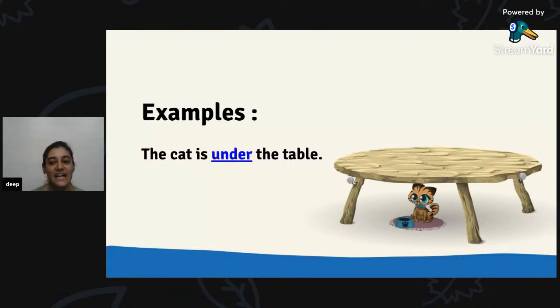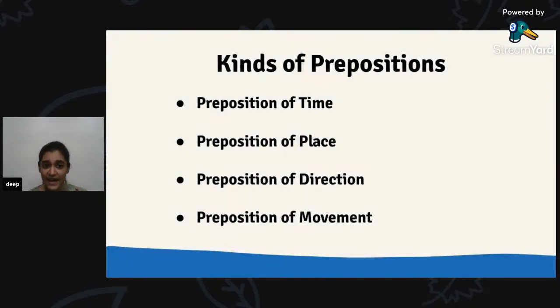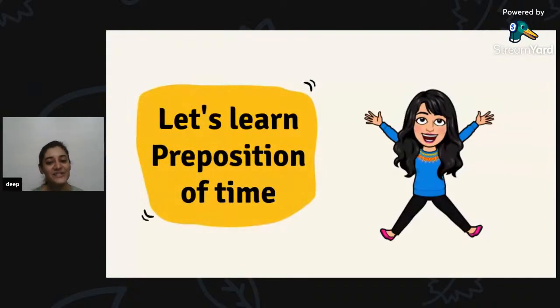Great. Very well done. But do you know that there are various types of prepositions? There are four different kinds of prepositions: preposition of time, preposition of place, preposition of direction, preposition of movement. So today we are going to learn the first two kinds, preposition of time and preposition of place. Are you all ready? So type ready in the chat box. Very well then. Let's begin.